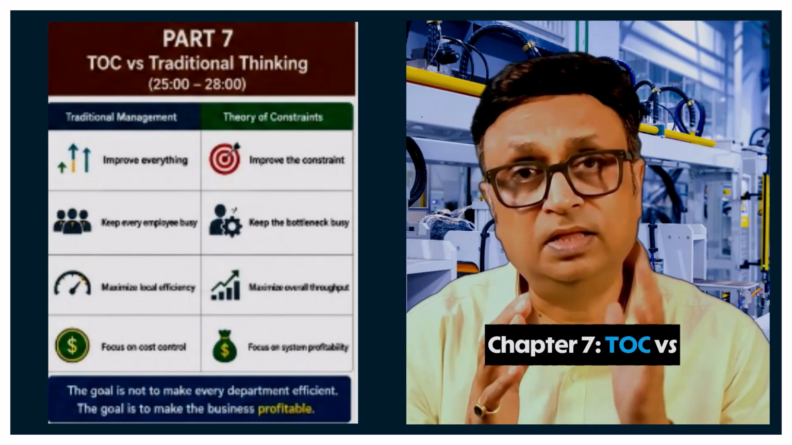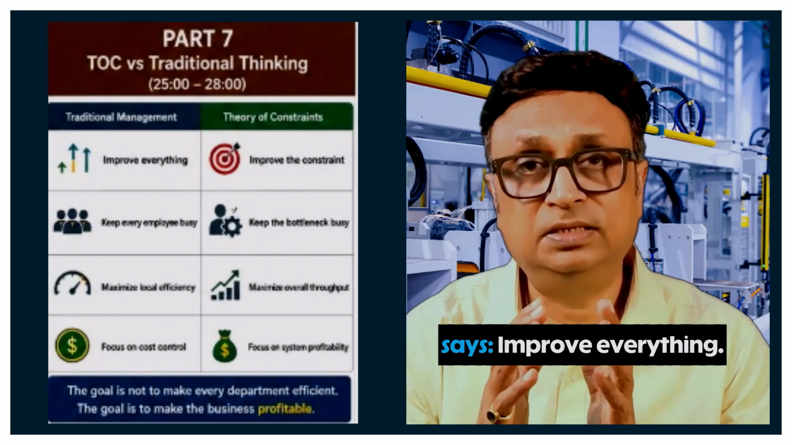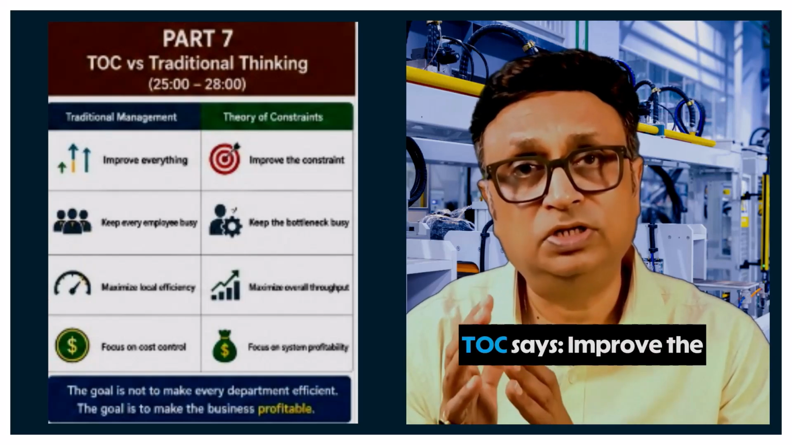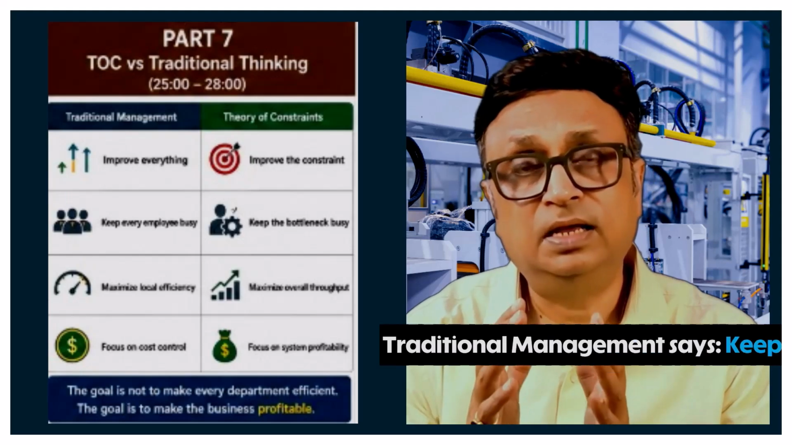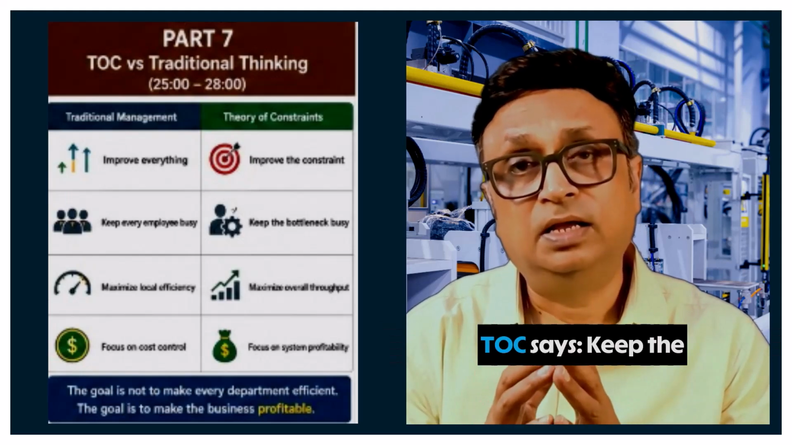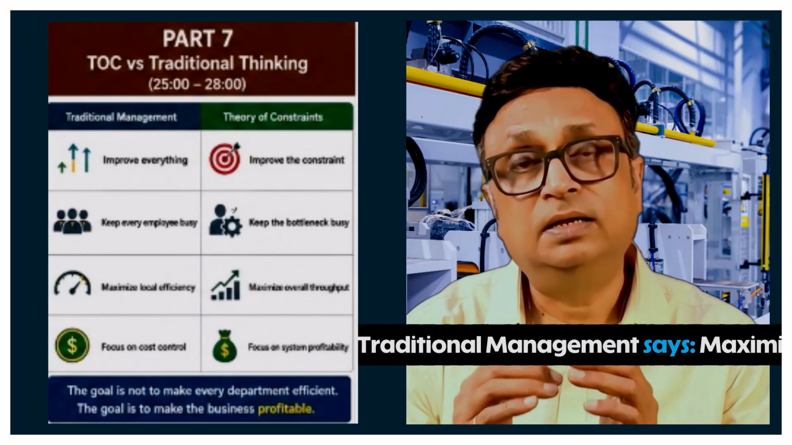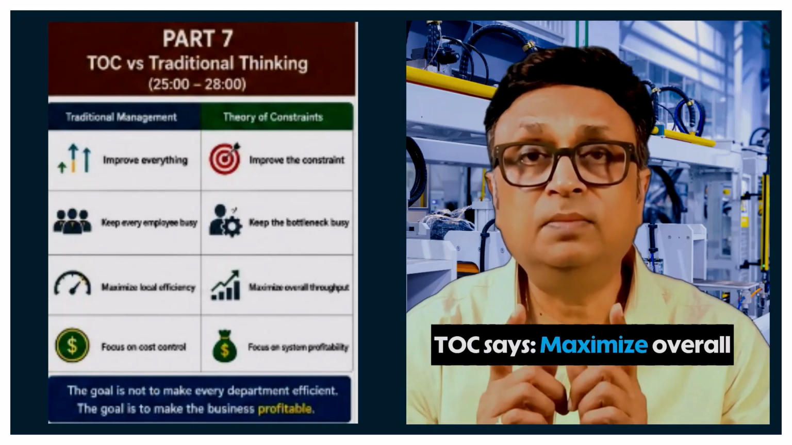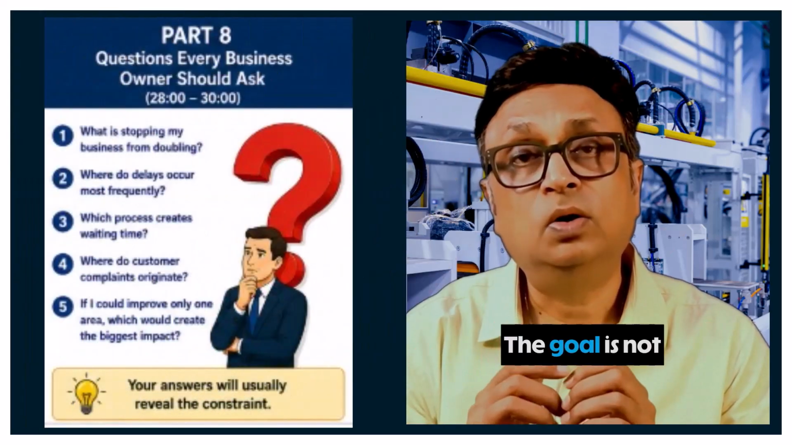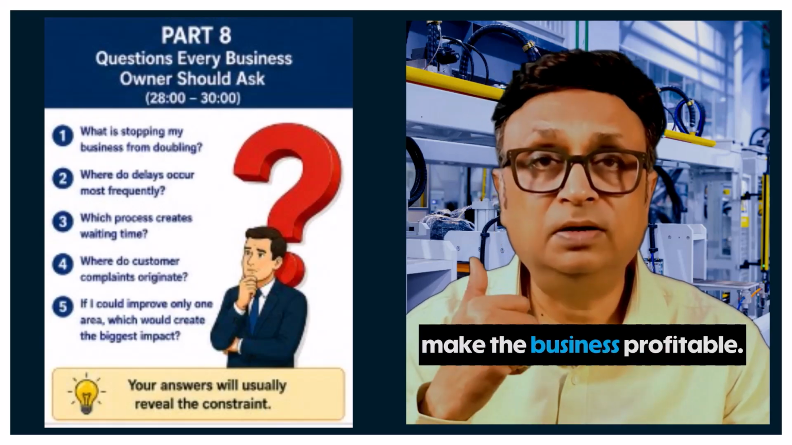Chapter 7: TOC versus traditional thinking. Traditional management says improve everything. TOC says improve the constraint. Traditional management says keep every employee busy. TOC says keep the bottleneck busy. Traditional management says maximize local efficiency. TOC says maximize overall throughput. The goal is not to make every department efficient. The goal is to make the business profitable.